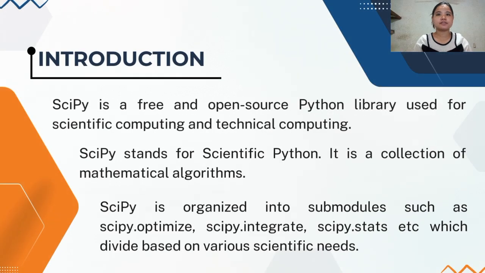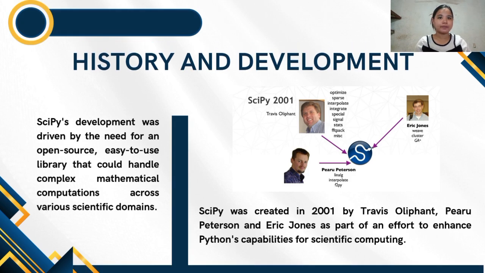So Scipy, in short, stands for Scientific Python. It is a free and open source library widely used for scientific and technical computing. It is a collection of mathematical algorithms organized into sub-modules, or what we call sub-packages, tailored to address various scientific needs. The development of Scipy was motivated by the need for an open source library capable of handling complex mathematical computations across different specific domains. It was created in 2001 by Travis Oliphant, Pearu Peterson, and Eric Jones. They aimed to enhance Python's capabilities for scientific computing.